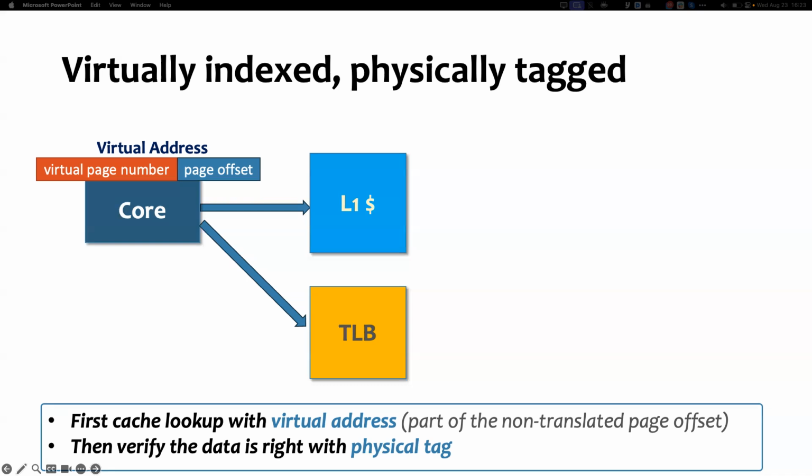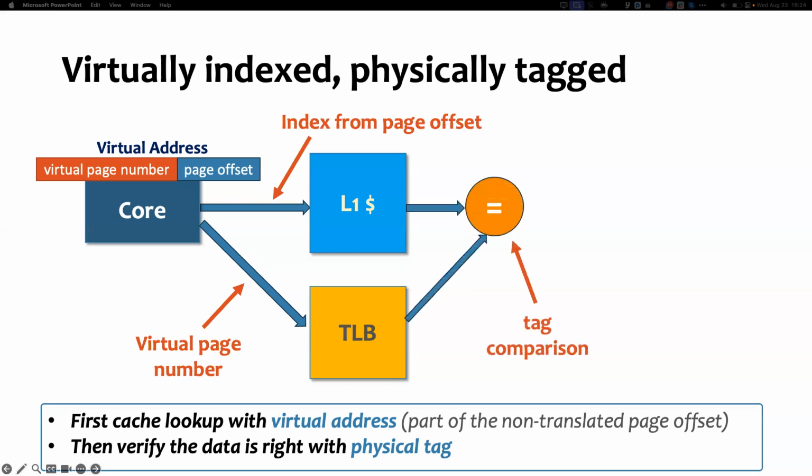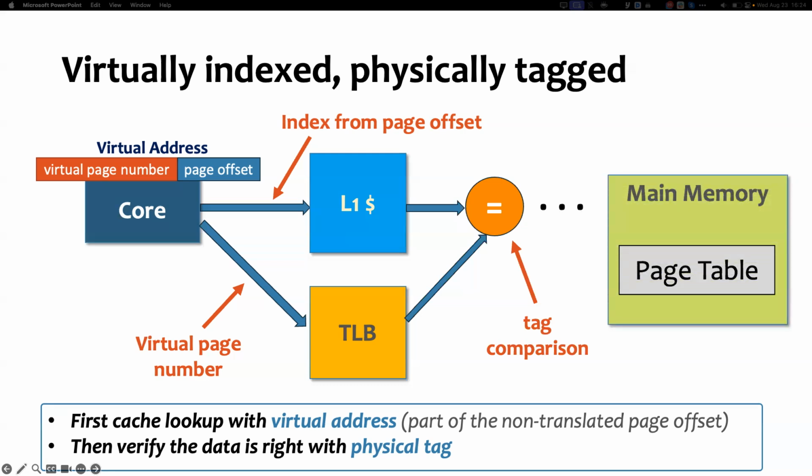So I'll first use the index to look up in the cache. The index is part of the page offset, and then I'll use the virtual page number to do the translation through the TLB. And we'll then compare the tag I got from the TLB with the tag in that cache set in the cache. Right? Tag comparison happens after I've accessed L1 and TLB simultaneously. And depending on the comparison result, if it's a hit, data will just flow back to the core. If it's a miss, I'll access the main memory, right? The data memory.